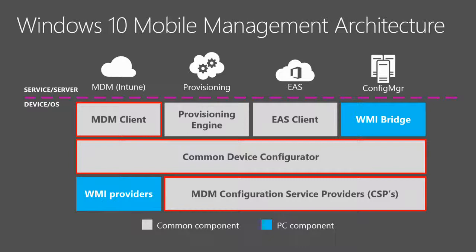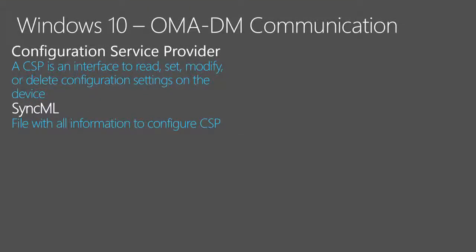And because those CSPs are now as well on mobile as on desktop, you will be able to set them for both. So a configuration service provider is an interface to read, modify, or delete configuration settings. So compare them with group policies. And they are being defined in a file called SyncML. And that file contains all the information that the device will need to configure that setting as how you have configured it, or as you want it to be configured.